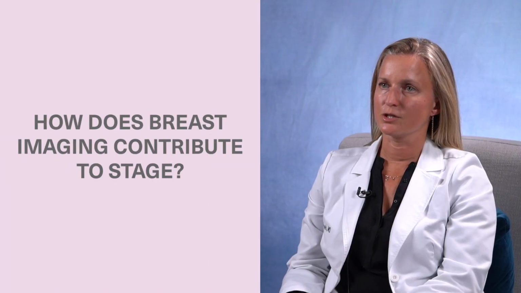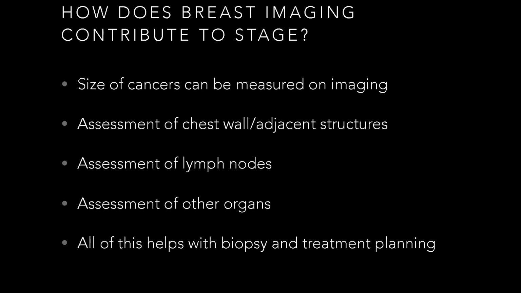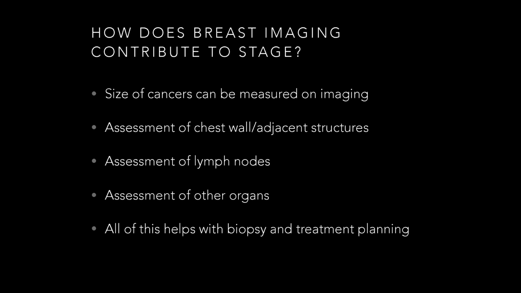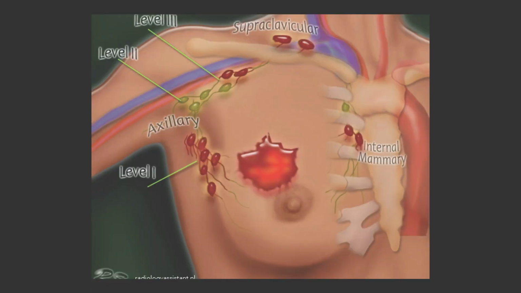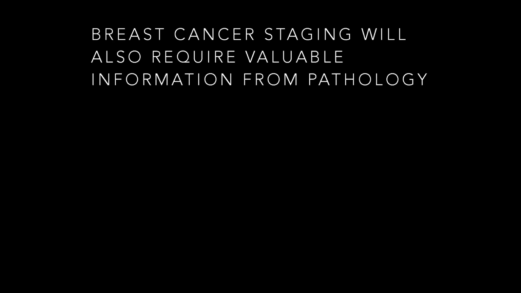Okay, so how does breast imaging contribute to stage? We're looking at size of cancers, assessment of the chest wall, adjacent structures, lymph node involvement, and other organs, and all of this is going to help with biopsy and treatment planning. Here we have an illustration that shows what we're looking at with breast imaging. We're looking at the breast tissue and adjacent lymph nodes, which includes axillary, internal mammary, and supraclavicular lymph nodes. And of course, breast cancer staging also requires valuable information from pathology, which is initially evaluated with biopsy and then later with surgical pathology.